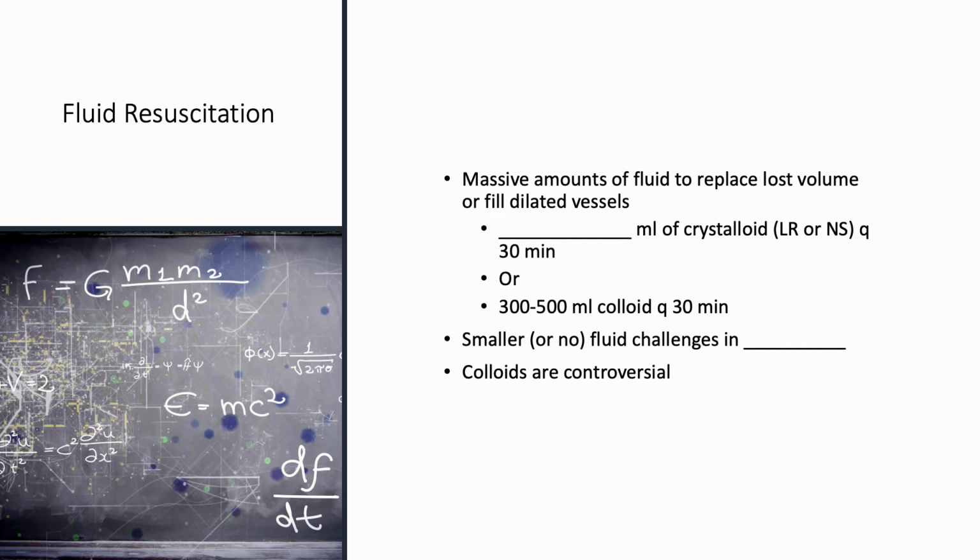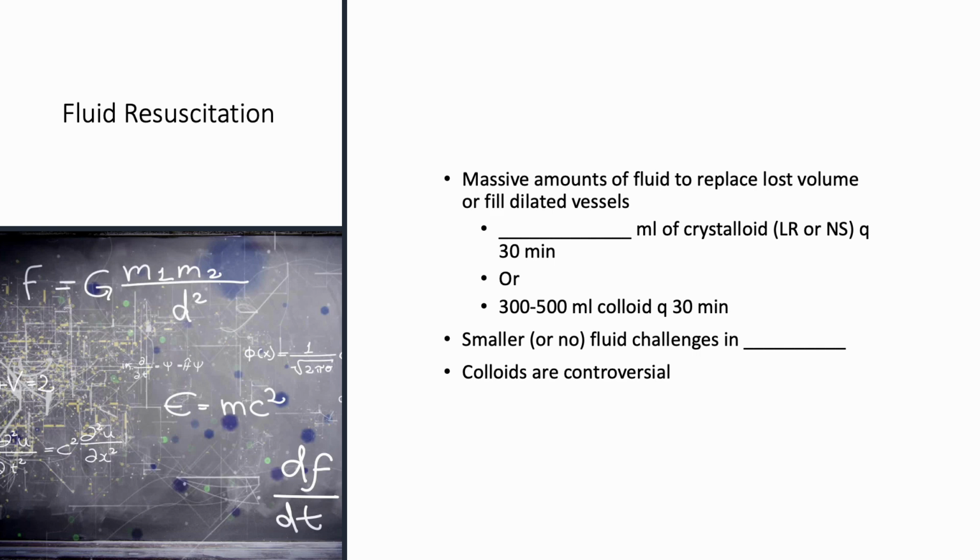Fluid resuscitation in sepsis is critical for restoring tissue perfusion, especially due to significant fluid loss and vasodilation. Massive amounts of fluids are required to replace lost volume and to fill dilated vessels caused by the inflammatory response in sepsis. Typically, 500 to 1000 mL of crystalloid, lactated Ringer's, or normal saline is given every 30 minutes.